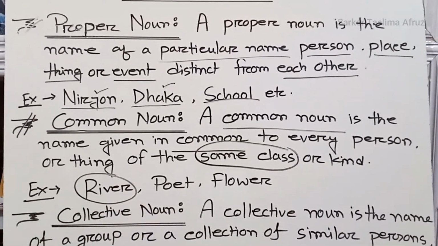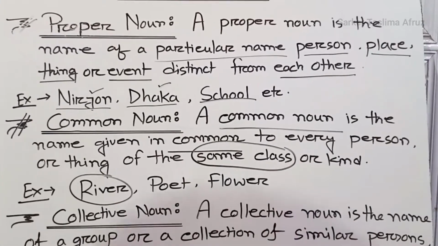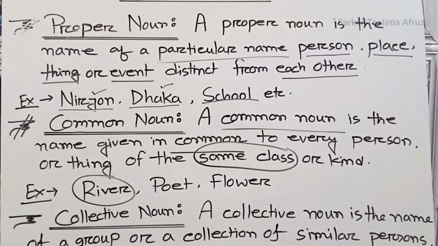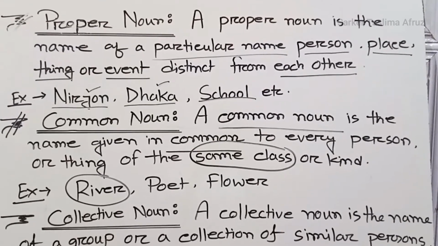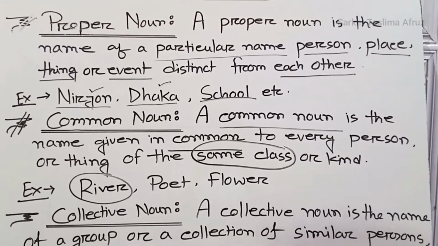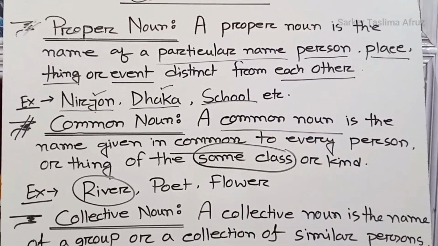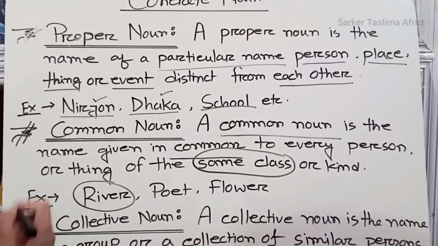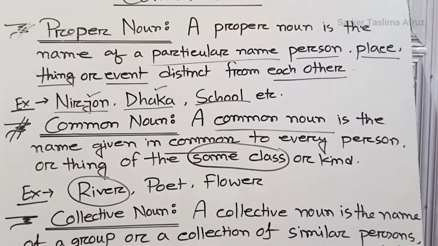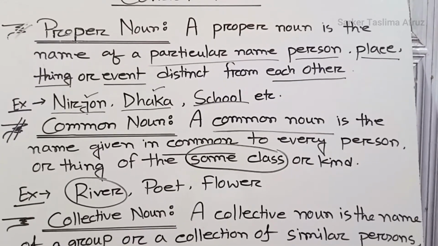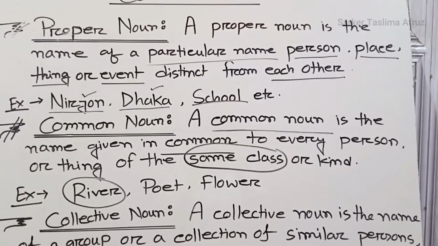If we talk about a river in our country, there are many rivers like Padma, Meghna, Jamuna. But if we talk in general, in that case you definitely will use here river. That means it's a common noun. And if we talk about the Padma, in that case of course it's a proper noun.